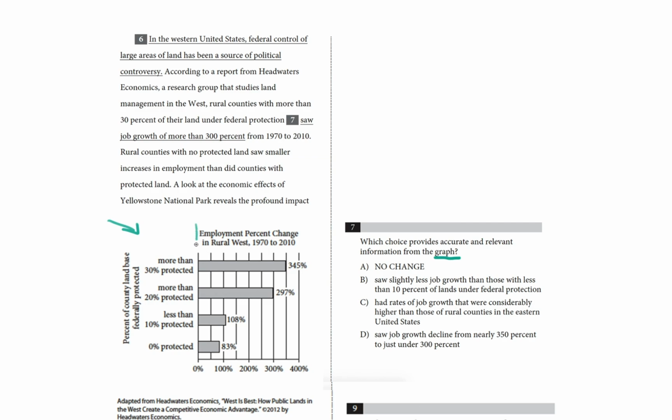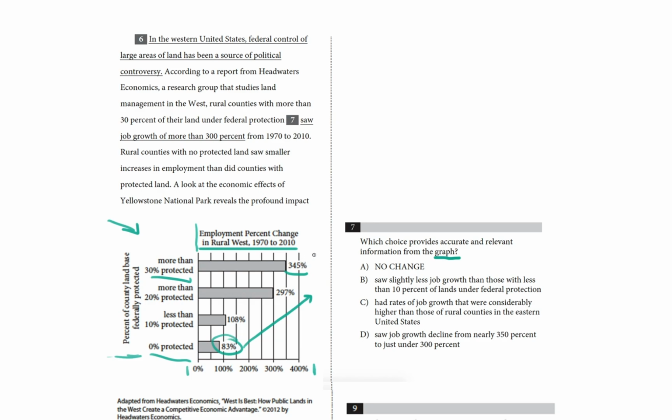So the title of the graph is Employment Percent Change in Rural West, 1970 to 2010. Let's look at the x-axis, which is the percent employment change. Let's look at the y-axis, which is percent of county land base federally protected. So, looking at this very quickly, it seems like the more of the land in your county that is federally protected, the greater the employment percent change is in these years. So if the county is more than 30% protected, you have employment growth of 345%. If it's 0% protected, the growth still exists, but it's only 83%.